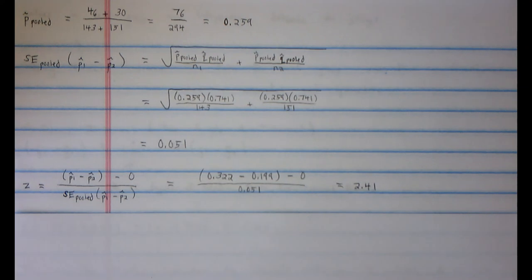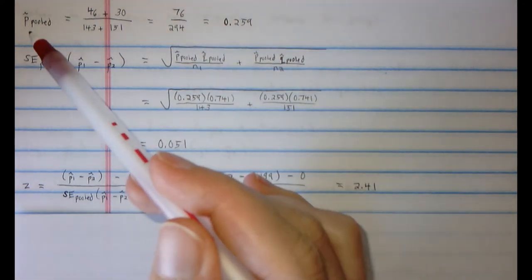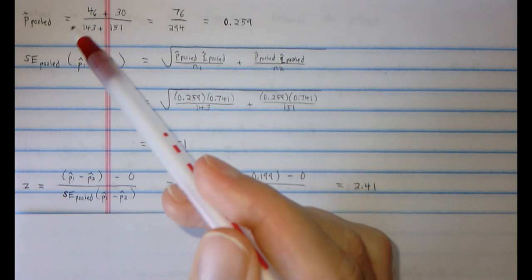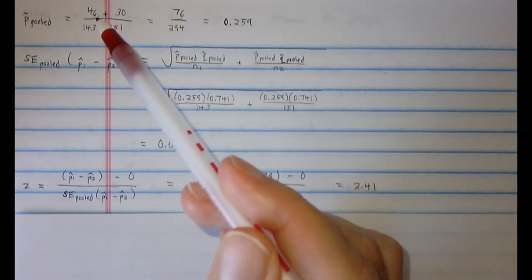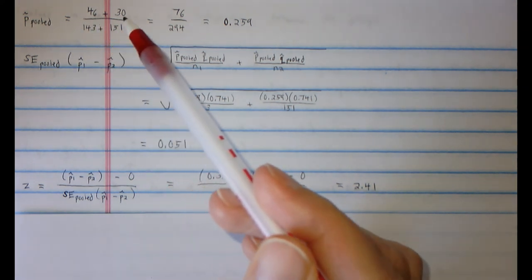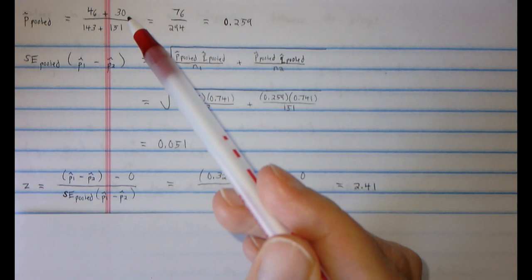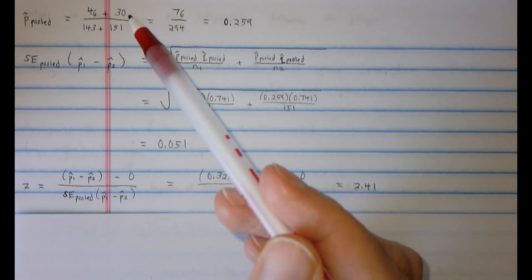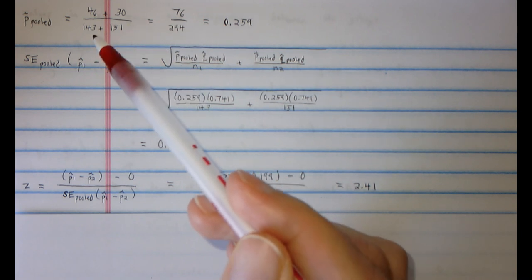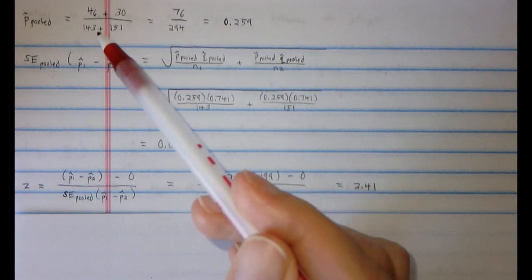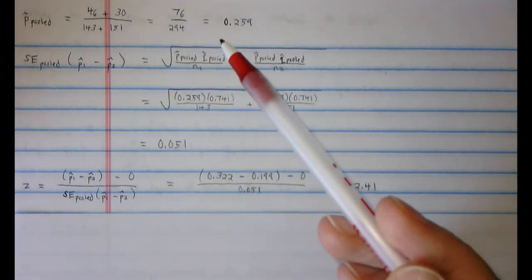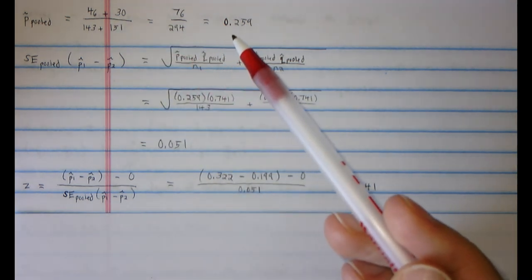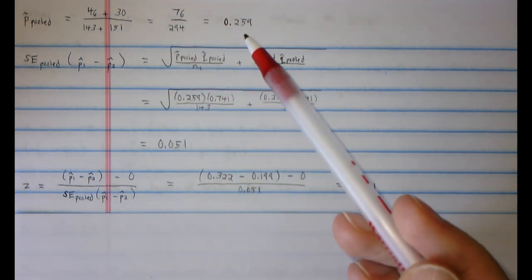So here's how we calculate that pooled proportion. We'll denote it p hat pooled. We're simply going to take the number of successes from group 1, that was 46 individuals who quit smoking, plus the number of successes from group 2, that was 30 individuals, over N1 plus N2, the sample size of the two groups. So we end up with p hat pooled is equal to 0.259.